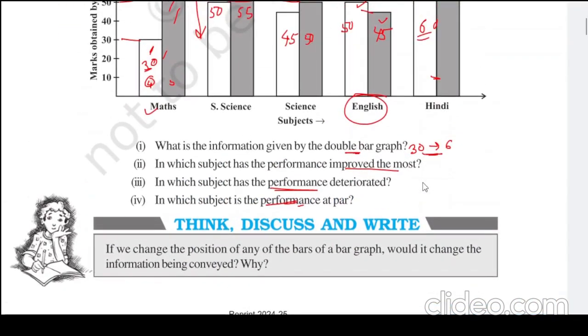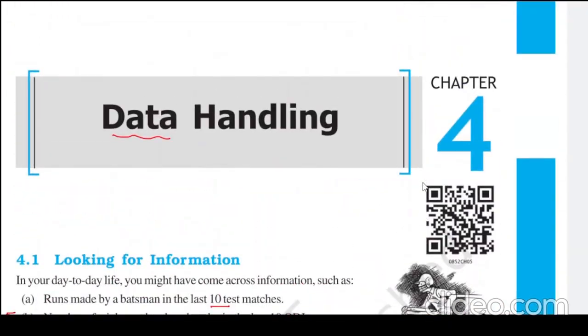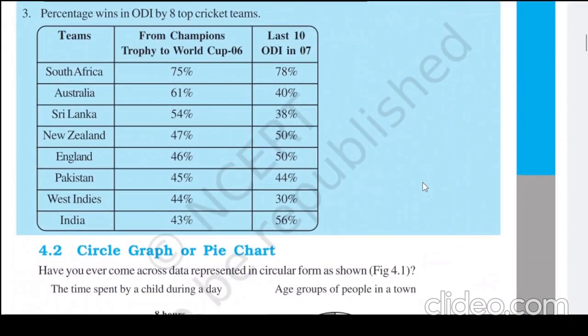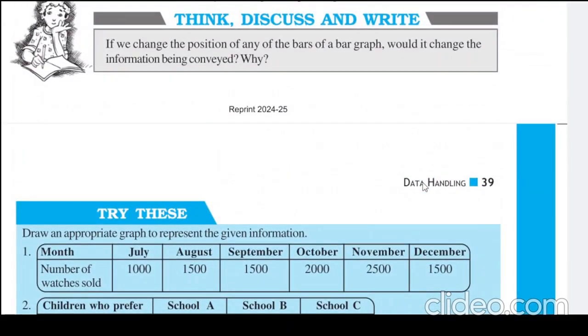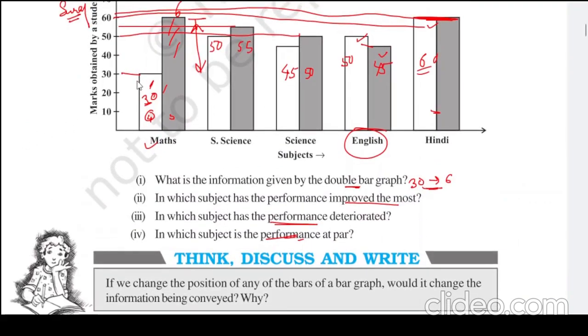So in this way the presentation of data is helping you to analyze various facts, think, discuss, and write. If we change the position of any of the bars in the bar graph, would it change the information being conveyed? Yes. For example, if we interchange this one with this one, it will change the information. So placement of bars is very important.